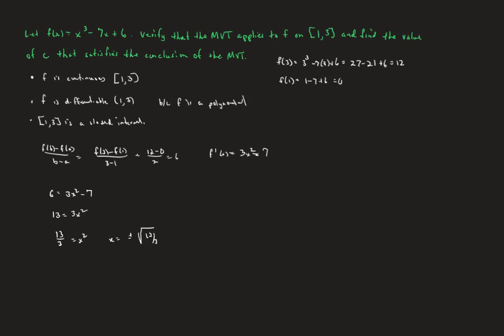Now the negative square root of 13 over 3 is not going to be between 1 and 3, but the square root of 13 thirds, because 12 thirds would be 4, and the square root of 4 is 2, is a little bit bigger than 2, but that is going to be in our interval. So that is our value of c that is guaranteed by the mean value theorem. Very good.